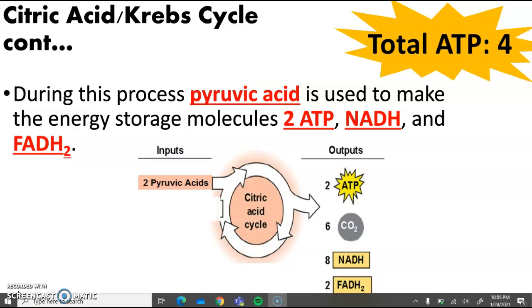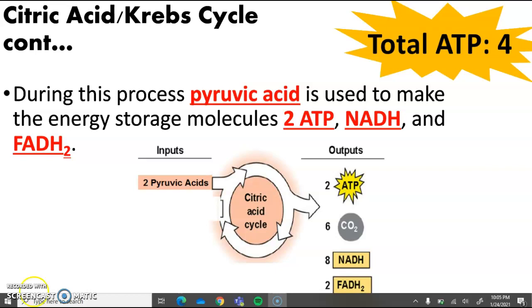NADH, we already said, is carrying those high energy electrons and it's going to the electron transport chain, which happens in the inner membrane of the mitochondria. Lastly, we have FADH2. FADH2 is very similar to NADH. It actually carries more electrons than NADH, so it's able to generate a little bit more ATP. Those high energy electrons' energy is going to be used to generate ATP in the electron transport chain, which we'll cover in a few minutes.